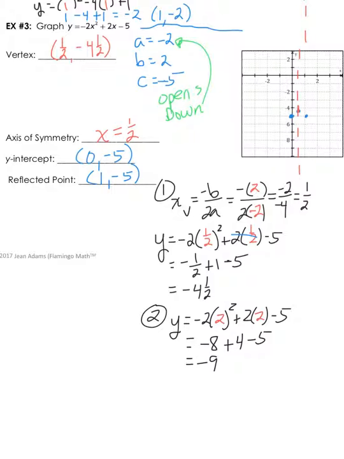So I'm going to plot that. Now this is 1.5 units. So I have to go 1/2 and 1 on the other side. So I'm here at (-1, -9). And now I have enough of a problem where I can sketch it. There we go.